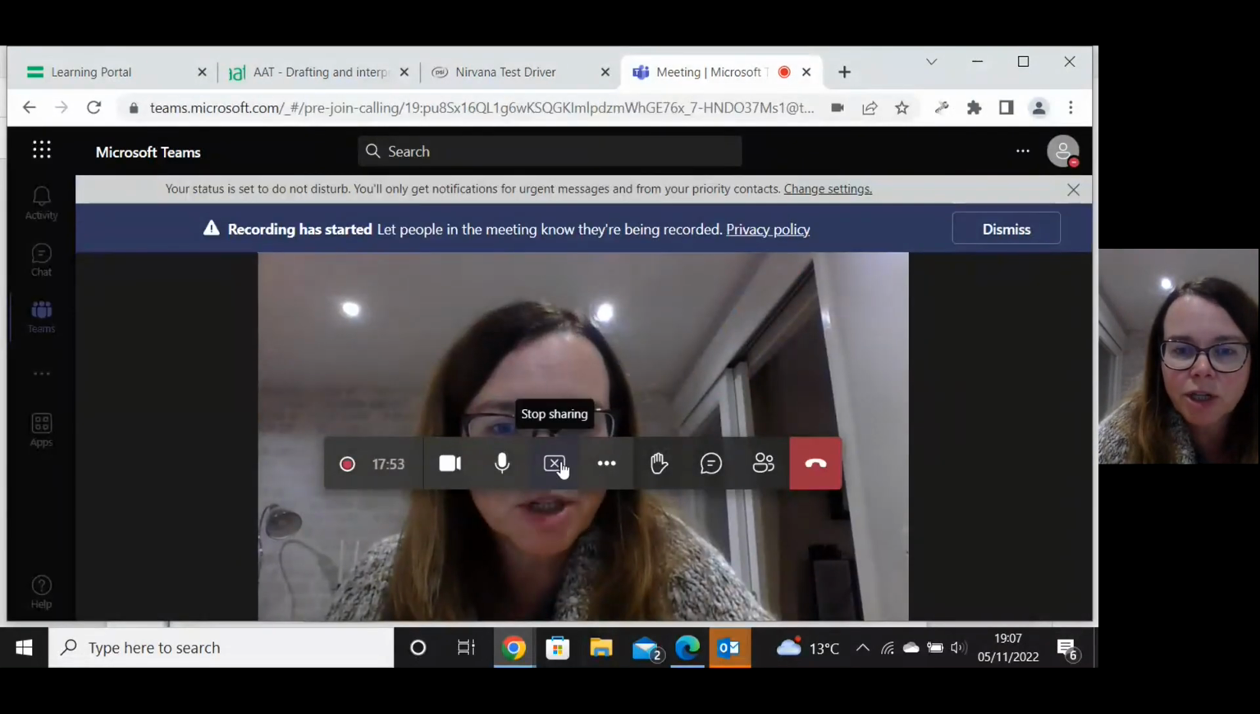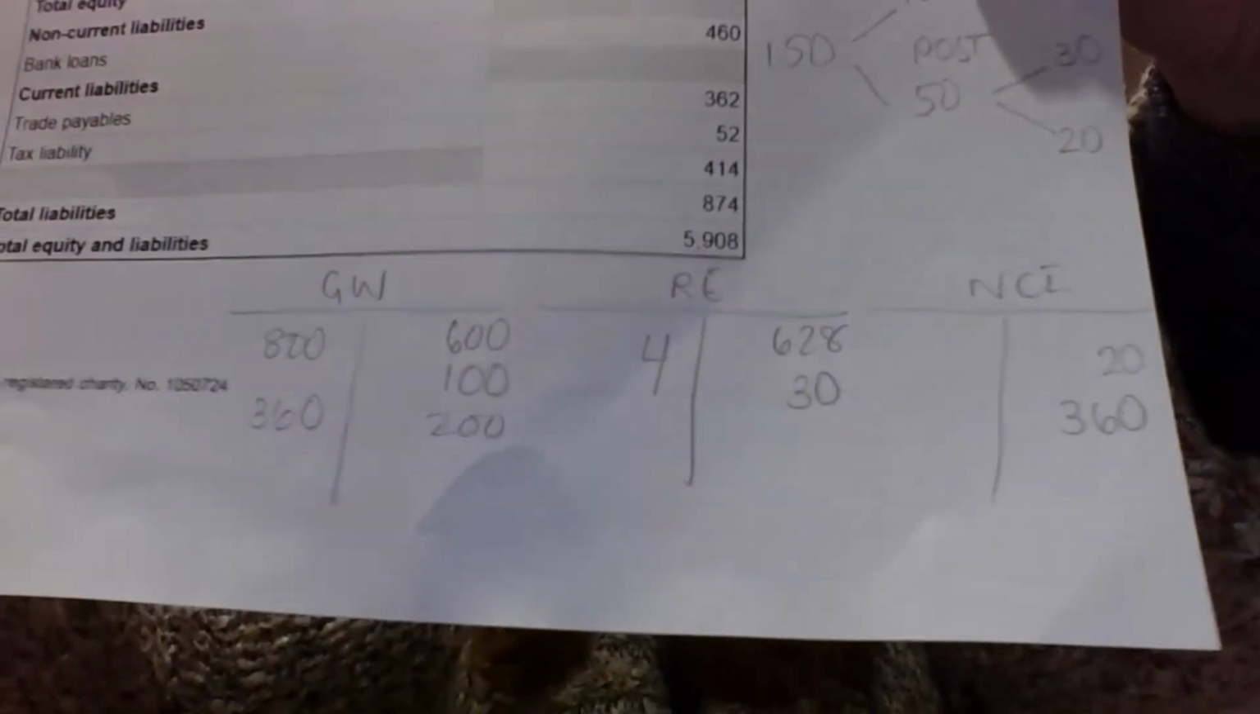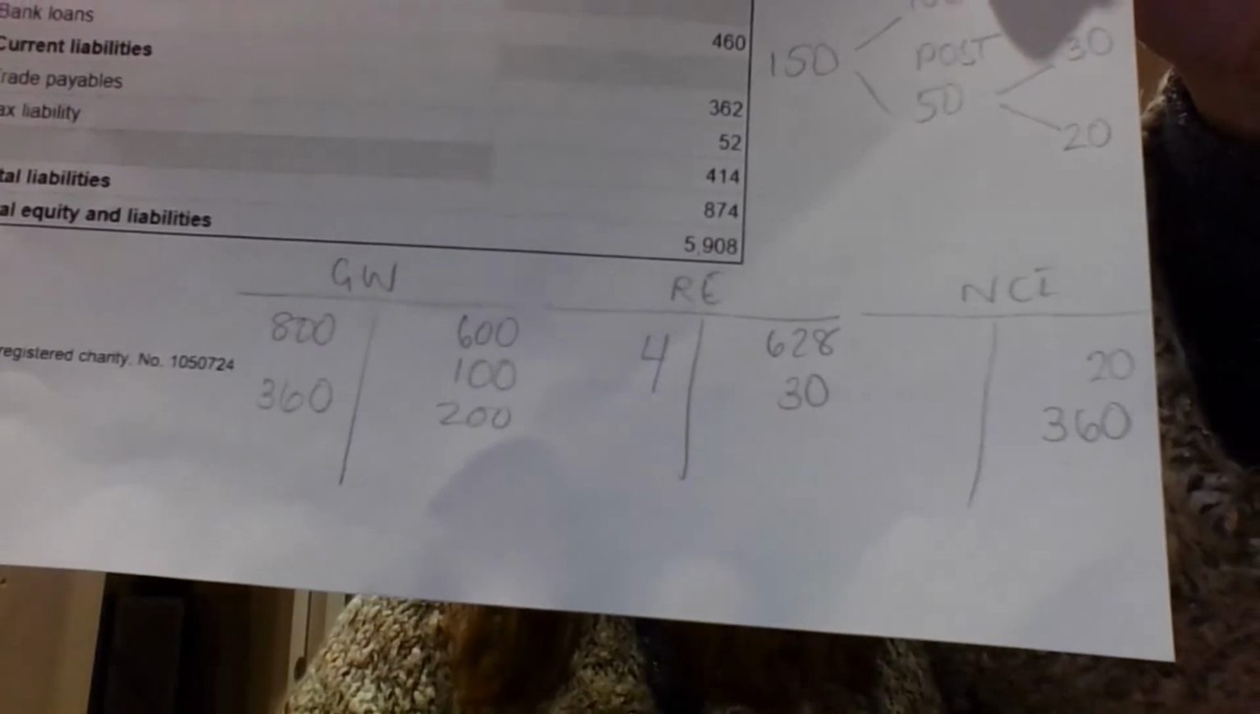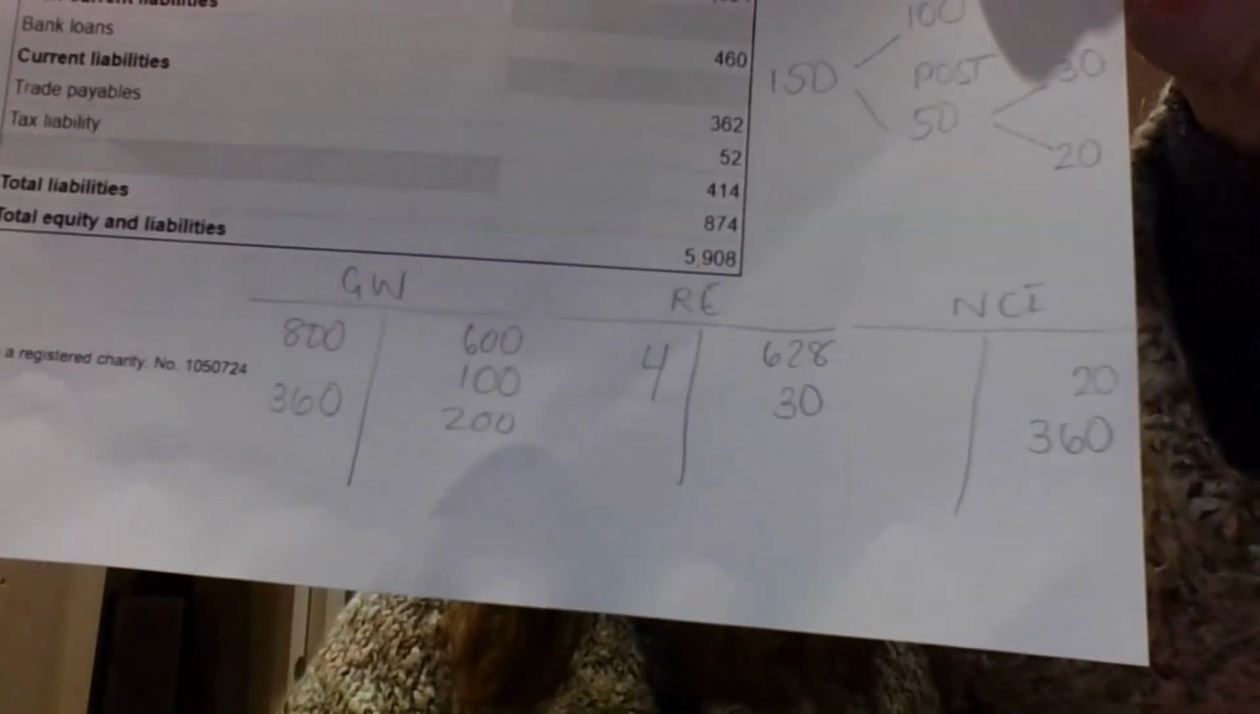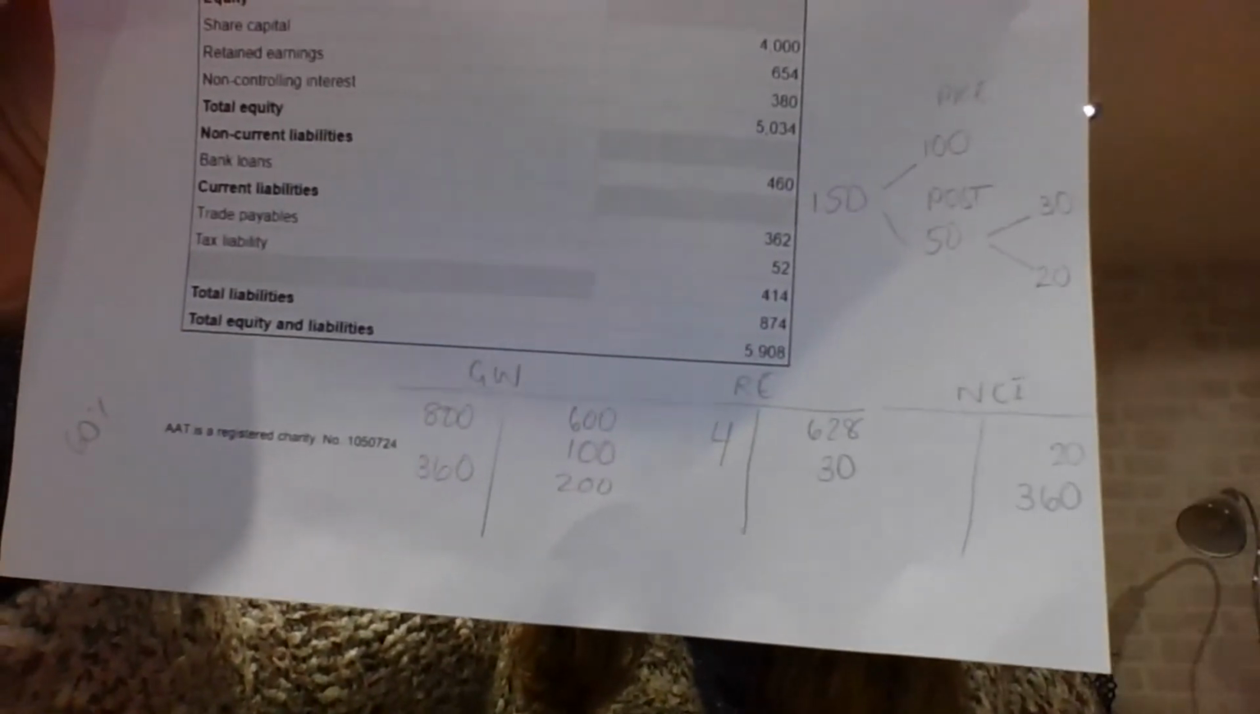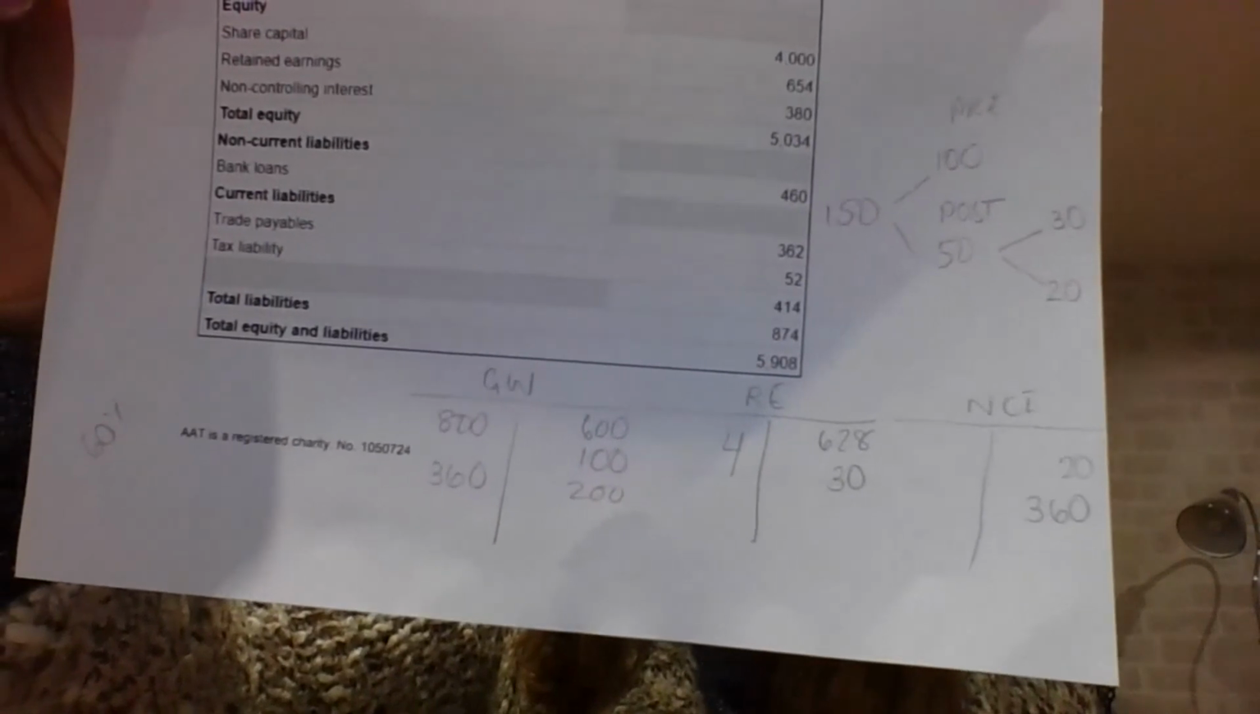Right, so if I stop sharing that with you for a second, I'm just going to show you my piece of paper. So they are my workings at the bottom. The goodwill, retained earnings and non-controlling interest. This is what my workings would look like in an exam, and you can see here as well is my little tree diagram for the retained earnings of the subsidiary. And that's it.